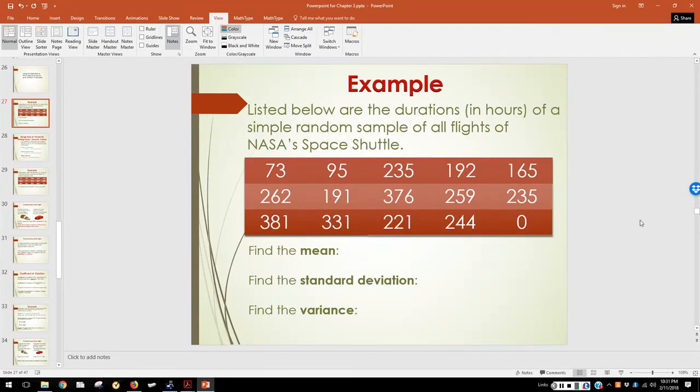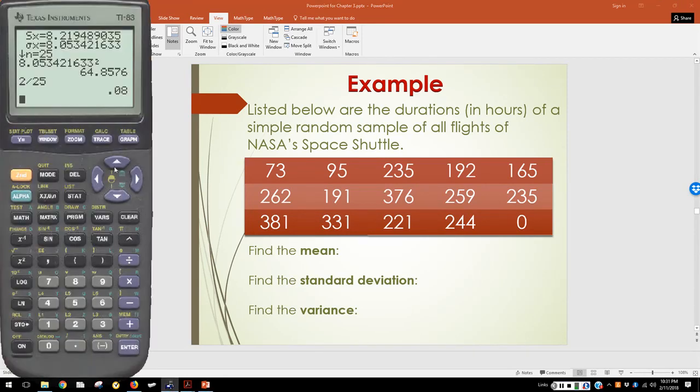So here we have another example. The flight durations in hours of a simple random sample of all the flights of NASA's shuttle. And we need to find the mean, standard deviation, and variance. So we'll go back to the data. And we're done with the frequency distribution, so I'll delete out that information. And since we don't have a frequency distribution, we have the actual data this time.